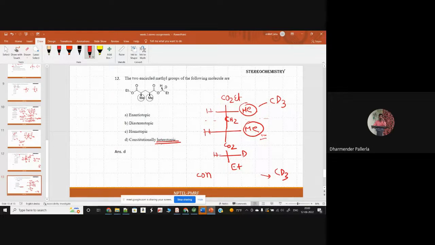Okay. So here a stereogenic center is there, so we cannot draw any kind of C2 axis or any kind of sigma plane between these two groups, right? So if we change these two methyl groups with another group, then they are constitutionally heterotopic. Their bonding connectivity will be different in both the cases. So they will be called constitutionally heterotopic. Okay.